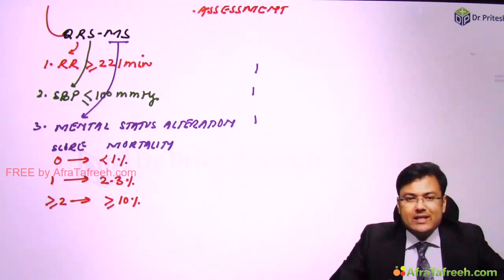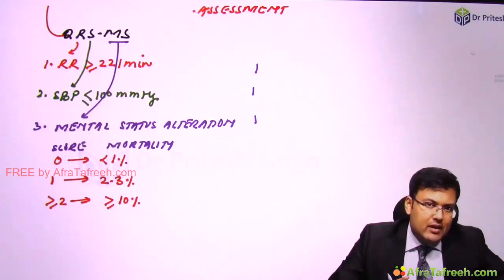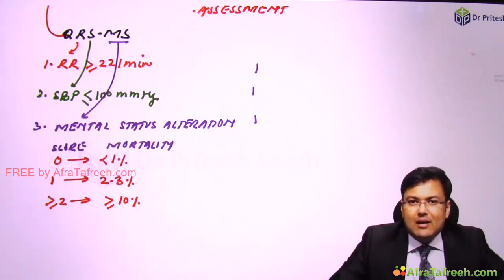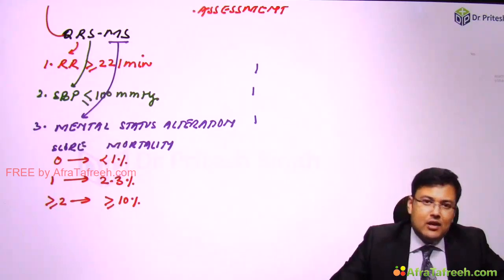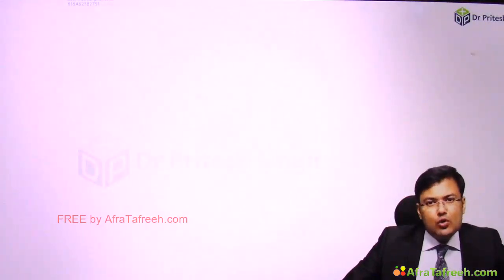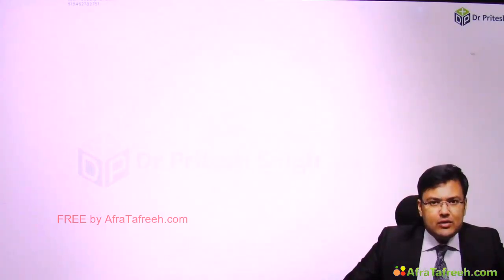Mnemonic is QRSMS. So three parameters are frequently asked. One is the APACHE II, second is the Bishop, and third is the qSOFA. These are frequently asked prognostic scoring systems for acute pancreatitis. After that, questions are asked about local complications of acute pancreatitis.